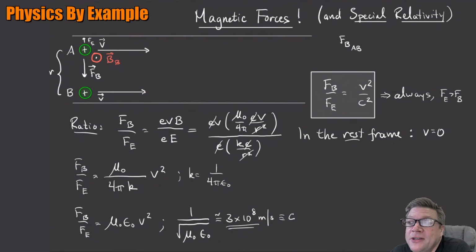If the speed is 0, one of those forces is 0. It's the magnetic force. There is no magnetic force. There is no magnetic field if the particles have no speed, right? They're just static charges in this frame. So in the rest frame, the speed is 0, so the magnetic force is 0. And look what the magnetic force does.